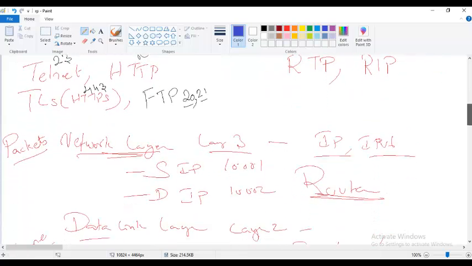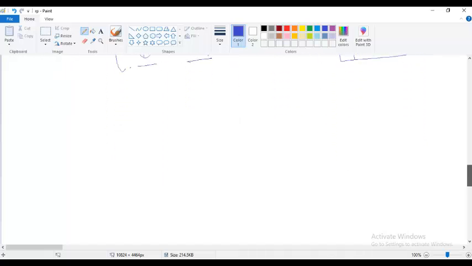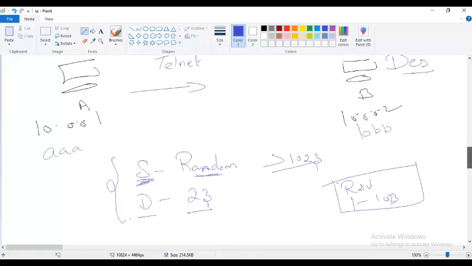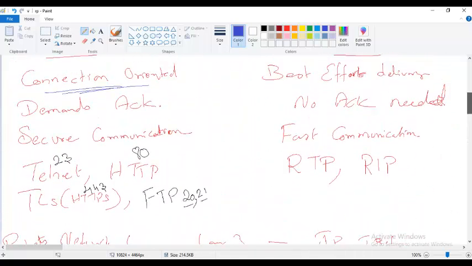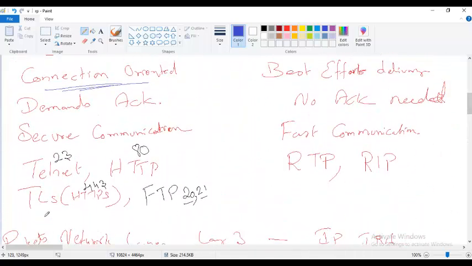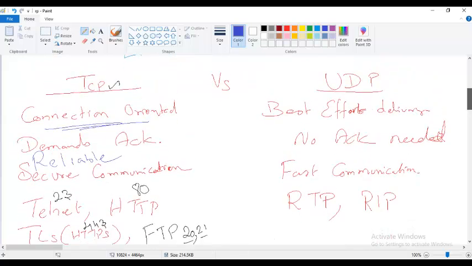Again, I want to remind you, both are important. Wherever there is a need for instant delivery, then it is going to be UDP. Wherever there is a need for reliable communication, then it is going to be TCP. So TCP is highly reliable. That's another point. TCP is reliable. UDP is unreliable.